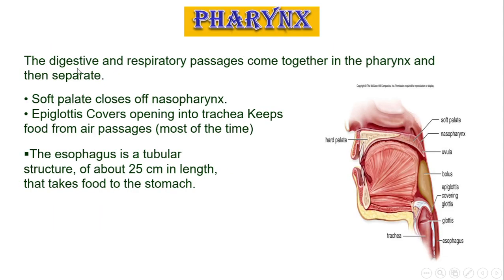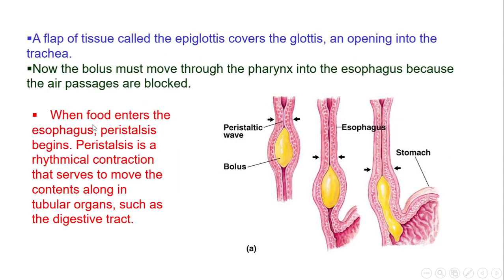Pharynx. The digestive and respiratory passages come together in the pharynx and then separate. The soft palate closes the nasopharynx. The epiglottis covers the opening into the trachea, keeping food from the air passages most of the time. The esophagus is a tubular structure about 25 centimeters long that takes food to the stomach. A flap of tissue called the epiglottis covers the glottis and the opening into the trachea.